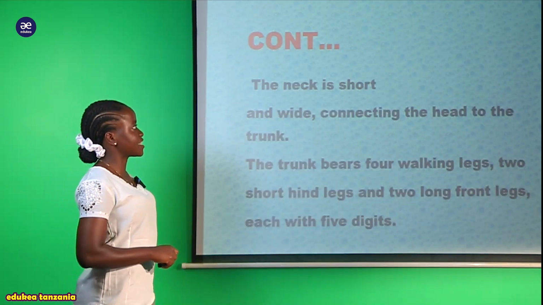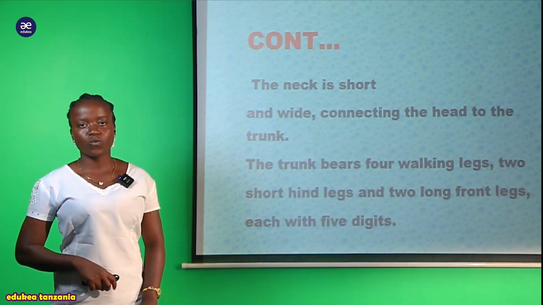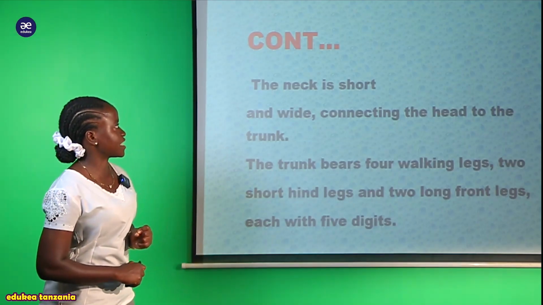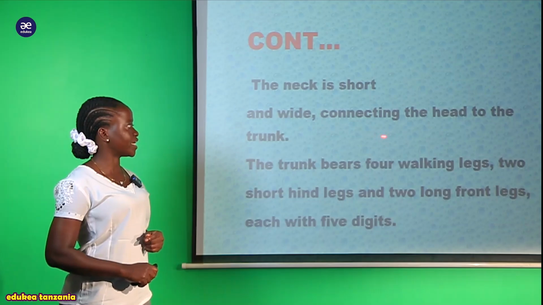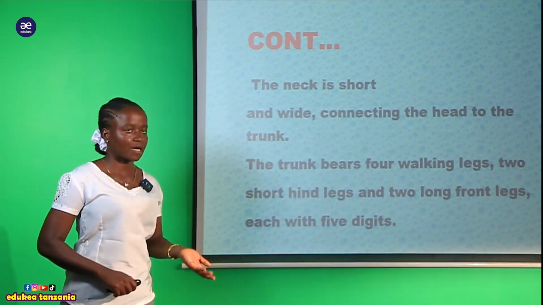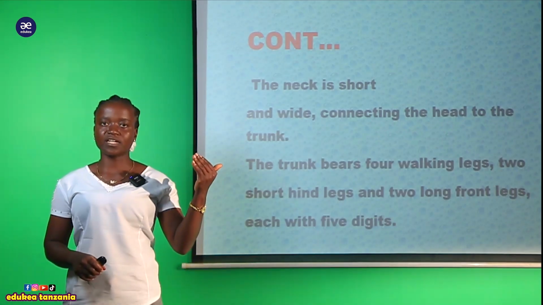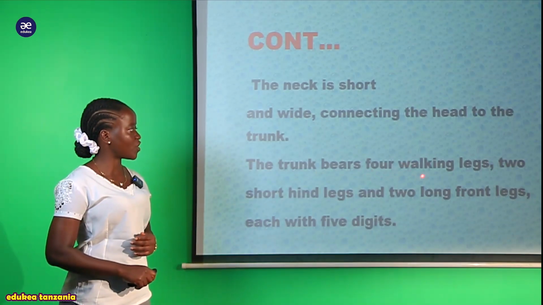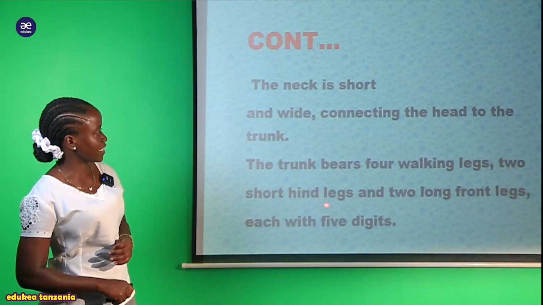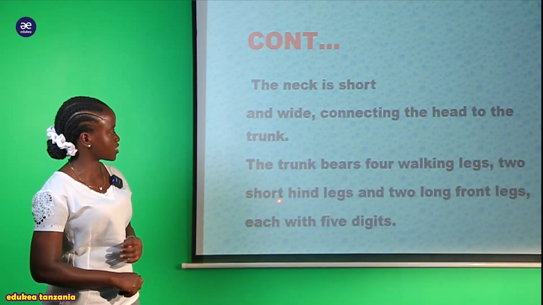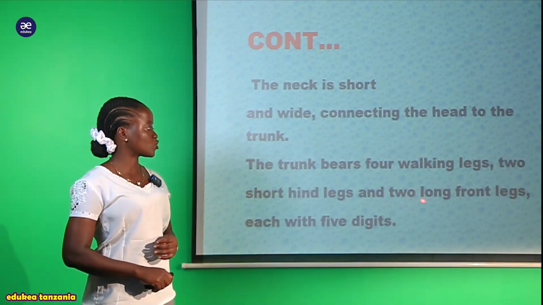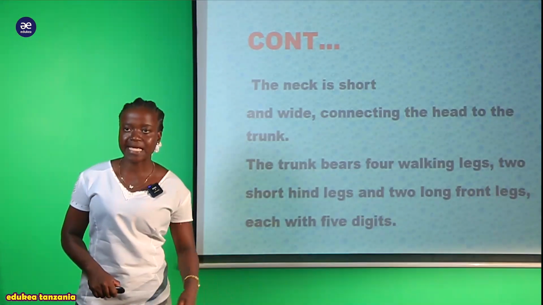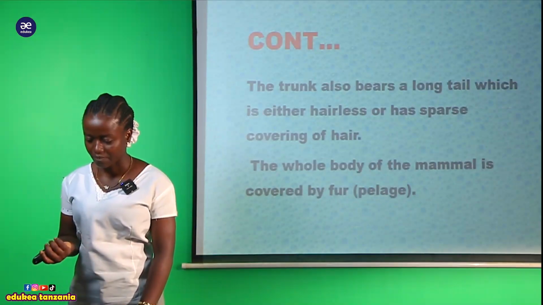But structurally, we can say that they have a neck. So what kind of thing is found within the neck? Here we are saying that the neck is short and wide, connecting the head to the trunk. Neck ndio ambayo inaunganisha the head and the trunk. And also we can say that the trunk bears 4 walking legs, 2 short hind legs and 2 long front legs, each with 5 digits. That is, they are pentadactyl organisms.